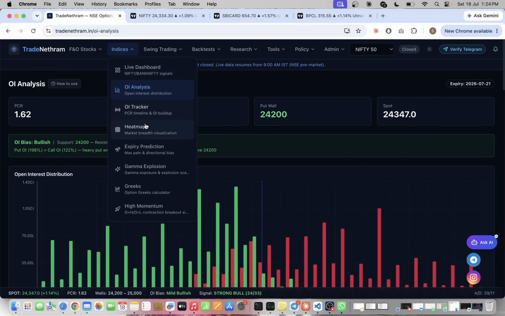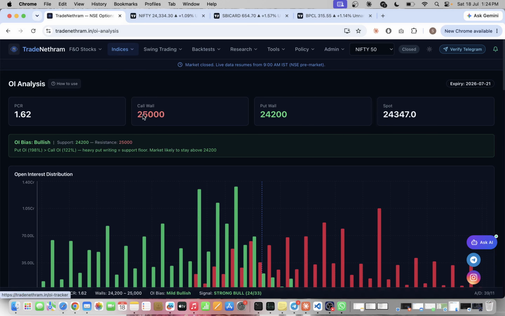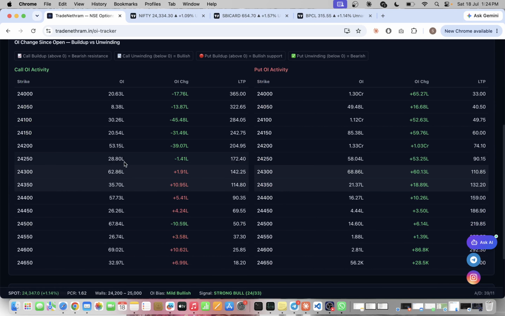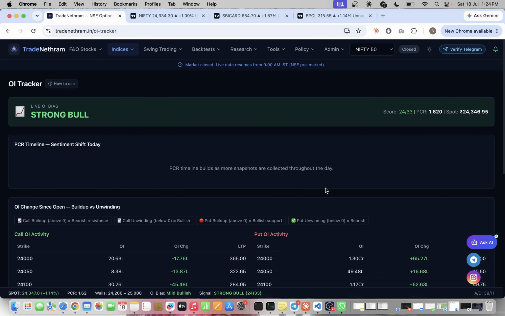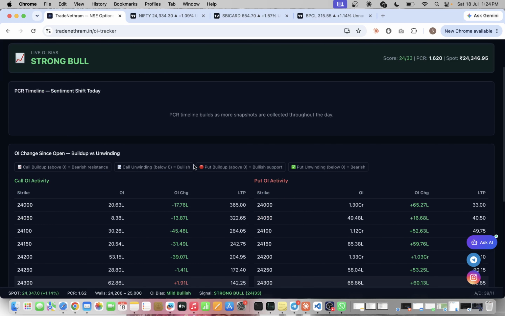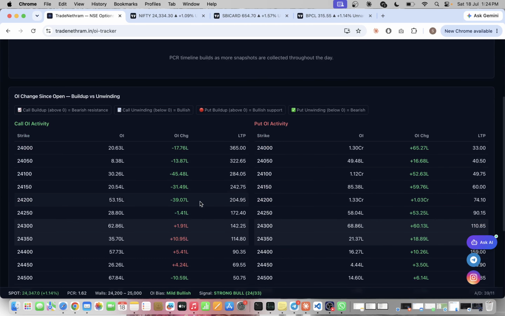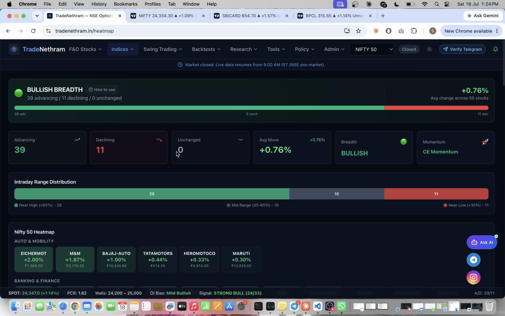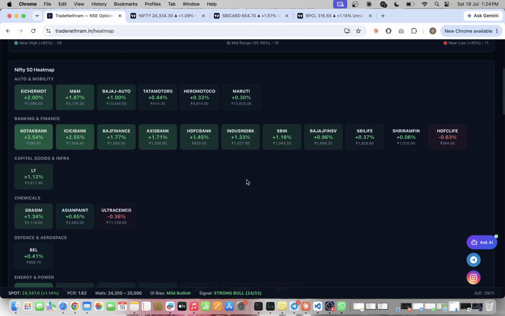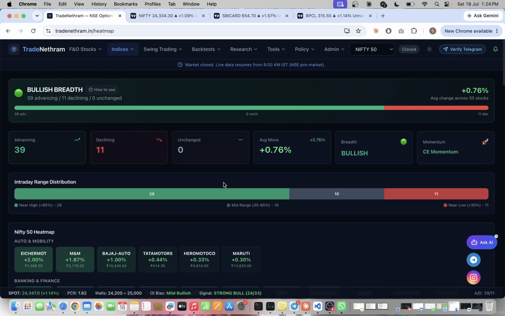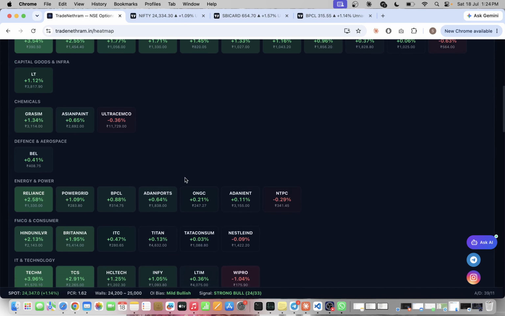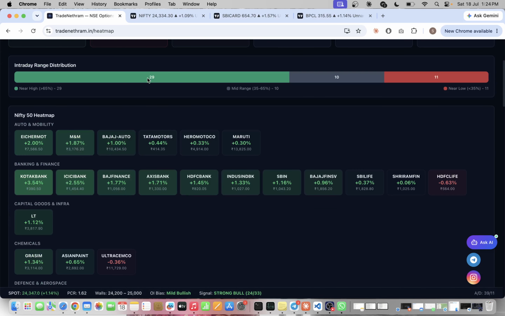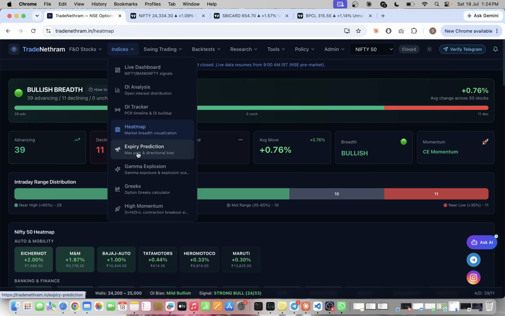And the other thing is the OI tracker. OI tracker will give you the historical data of OI in a number format. That's it, nothing else. And the heat map is the Nifty 50 stocks heat map. In the same way we have in the M factor scanner, this is the heat map of the Nifty 50 stocks. And go to expiry prediction.